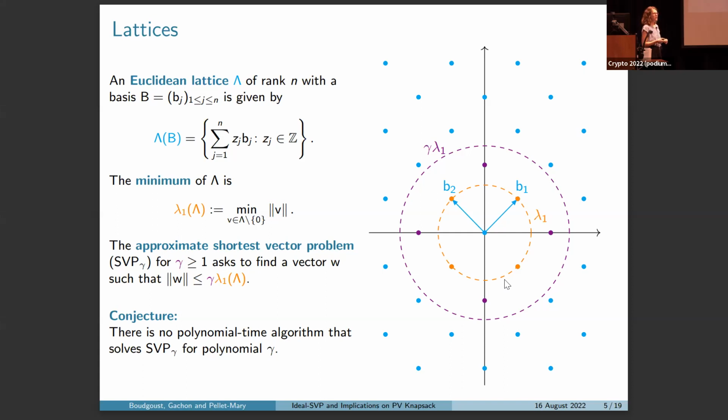And then the mathematical problem we are looking at is the shortest vector problem, where we ask, for an approximation factor gamma, to find a vector such that the norm is at most a gamma factor away from the minimum. If we have, for instance, this violet circle here, then we have 4 more points that are now short and would be a valid solution to this problem. And now the main conjecture upon which lattice-based cryptography is built is that there's no polynomial time algorithm that solves the shortest vector problem, neither on classical nor quantum computers, for polynomial approximation factors.